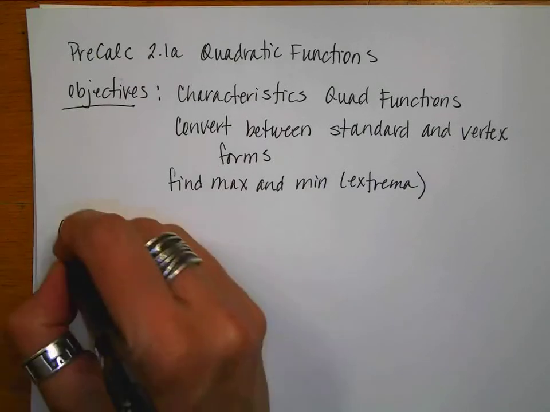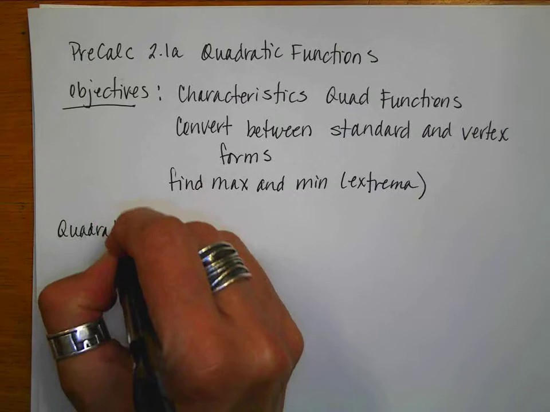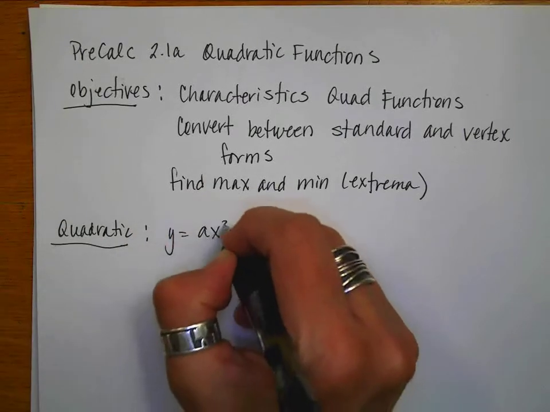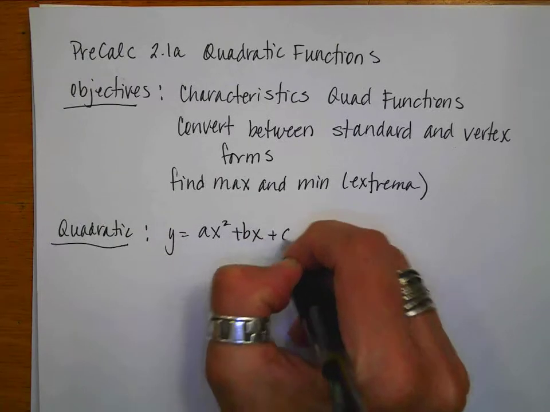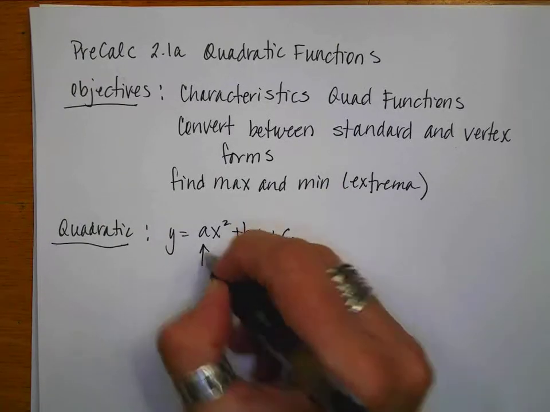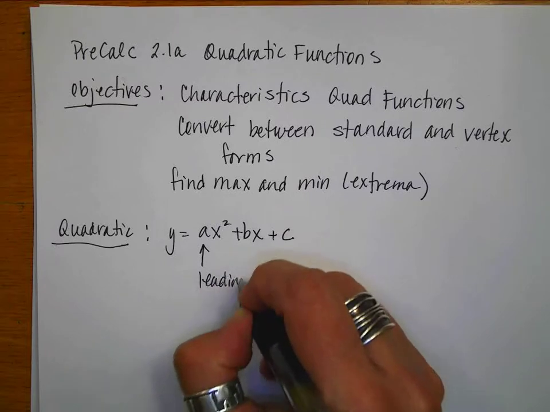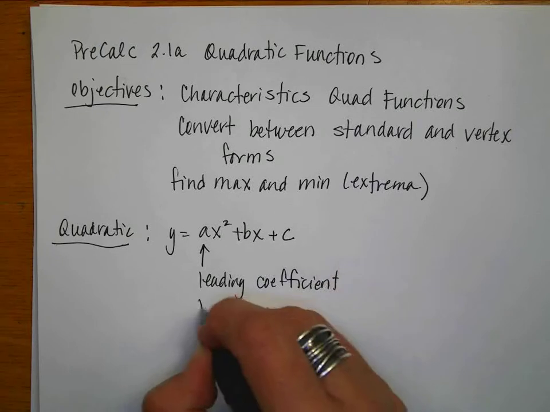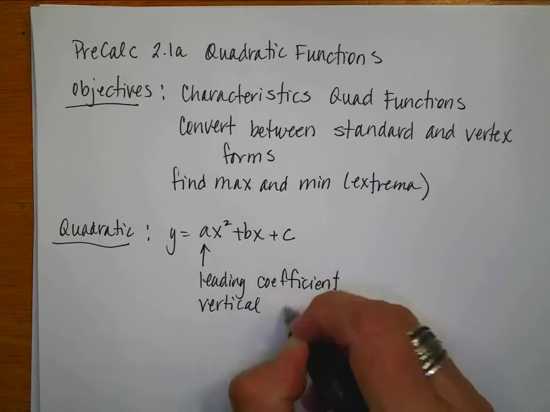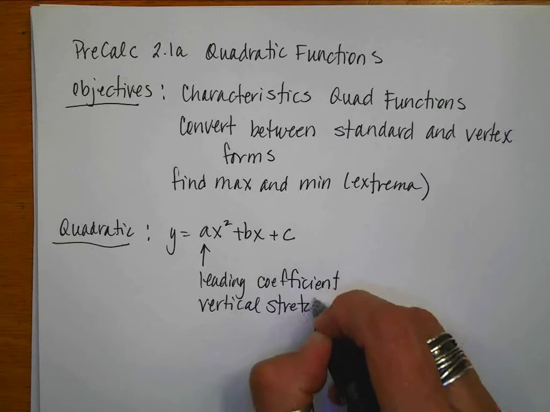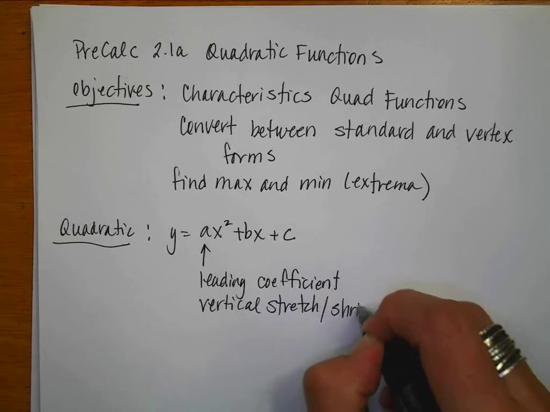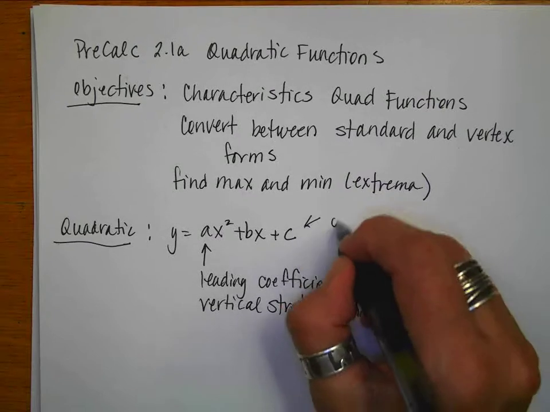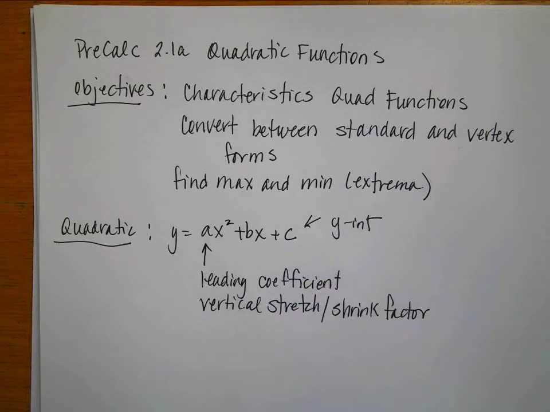So let's start off with the basic equation for a quadratic function, and that is y is equal to ax squared plus bx plus c. A is called the leading coefficient. It is also the vertical stretch or shrink factor. And c is going to be the y-intercept, okay?